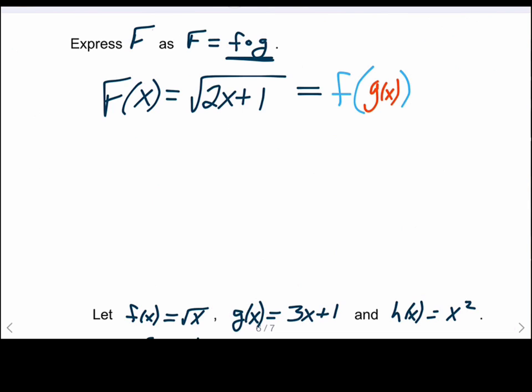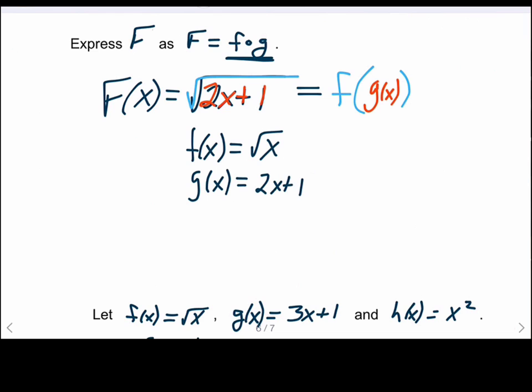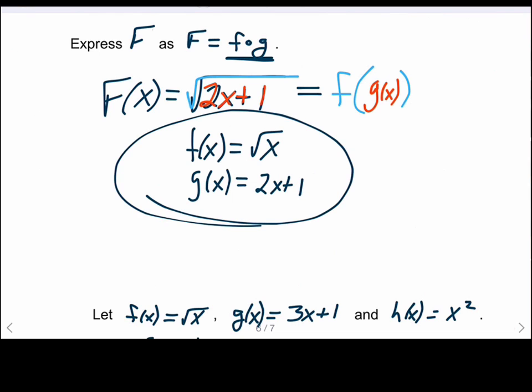And hopefully you can see that the outer function in the square root of 2x plus 1 is the square root function. And the inner function is simply the argument of that, 2x plus 1. And so what we're going to say is that f of x is equal to the square root of x, and g of x is equal to 2x plus 1. We have now decomposed this function, and it's a skill that would be useful down the road in a future math class. It's also just part of understanding function composition.